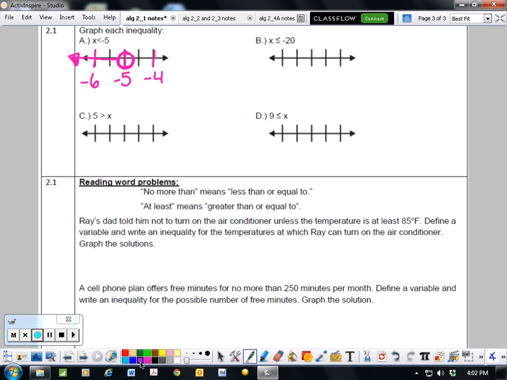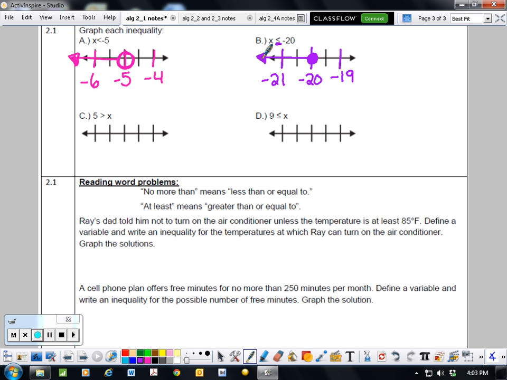Okay, for our next one, we're going to start at negative 20 in the center. I'm going to do a number on each side. So as I go up 1, I'm going to have negative 19. As I go down 1, I'm going to have negative 21. Now this is a less than or equal to. So we're going to have a closed dot on that negative 20 because of that line. And then because it's less than, we're going to go to the left.